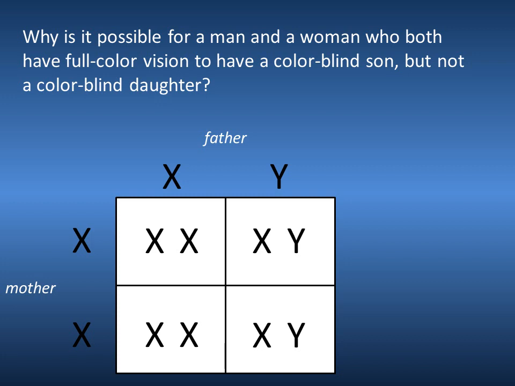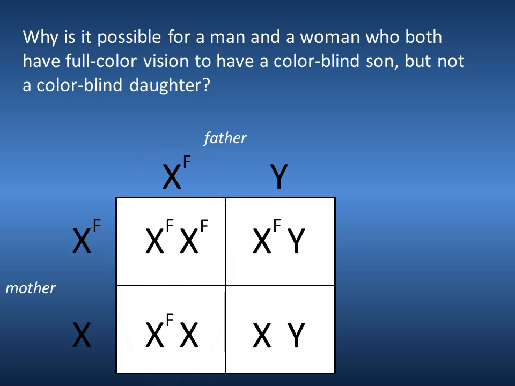Okay, the answer is all about the father here. If the father has normal color vision, he will pass on his X chromosome to his daughters, and his daughters will get the dominant allele for normal color vision, and thus regardless of the other allele, if it's recessive or not, those daughters are going to have normal color vision, so it's impossible for them to be colorblind.